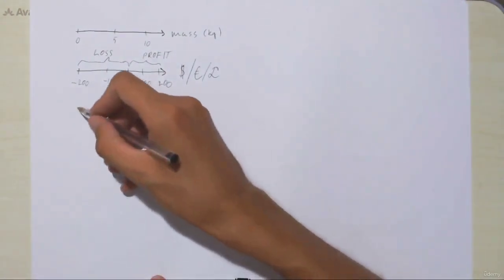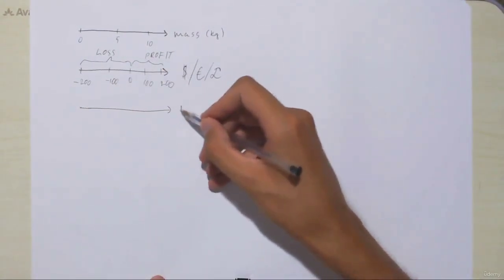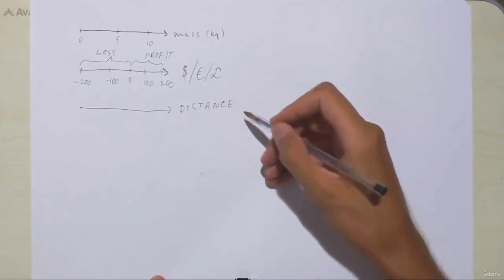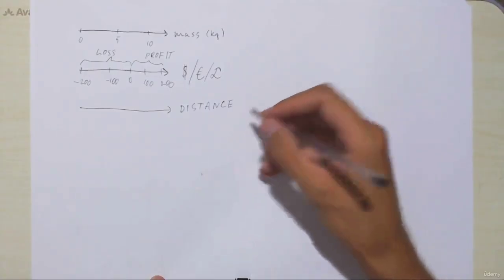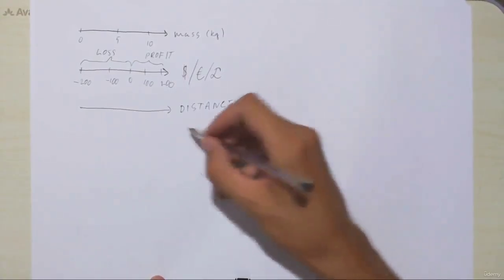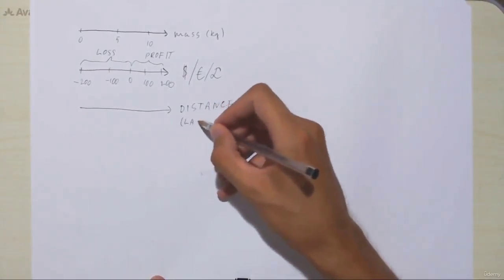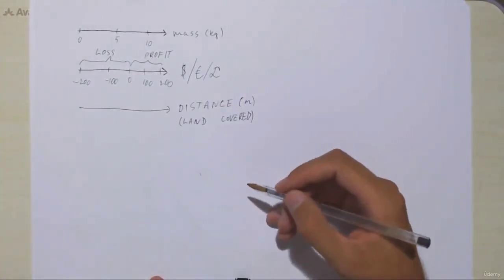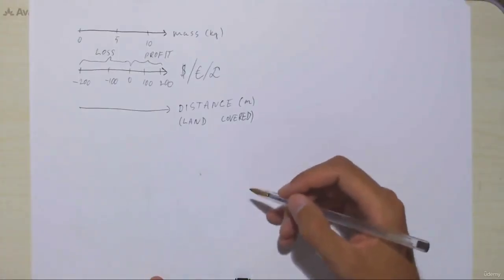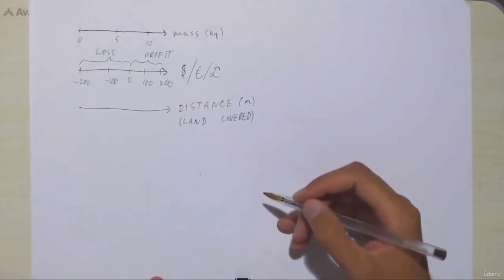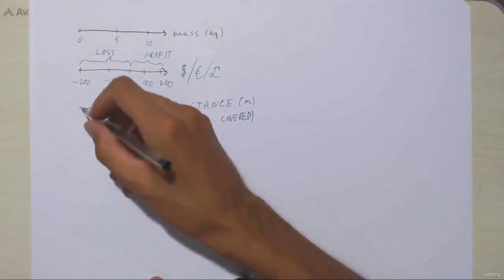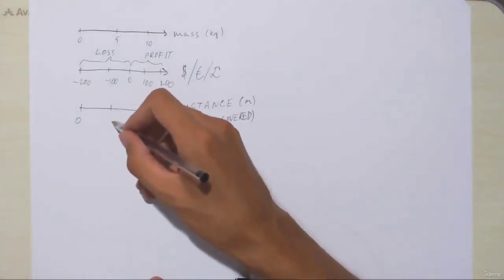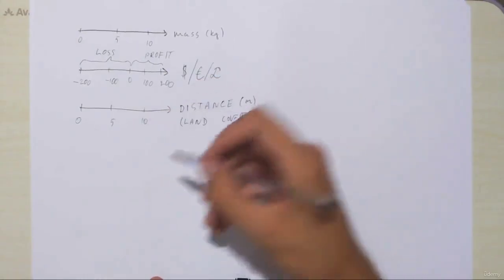Another scalar quantity would be distance, right? Because what is distance? Distance is land covered. We can measure it in meters, and what it really is, it's how much land you have covered. It doesn't matter where you are, where you're going, it's just how much land you have physically covered. And you might have covered 0 meters, 5 meters, 10 meters.